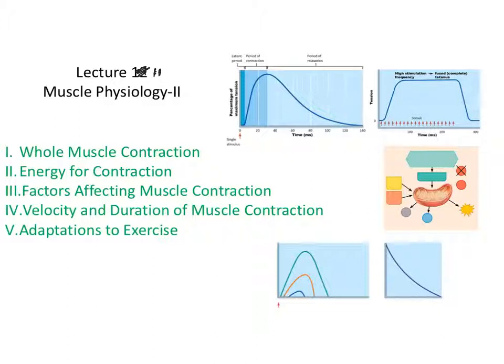In this lecture, we will be covering how whole muscle contraction occurs, where the energy for muscle contraction comes from, some of the ways that you can vary the amount of force generated by muscle contraction, look at how velocity and duration of muscle contraction are impacted by various factors, and also how exercise improves or changes our muscle physiology. And per request, I will put a little star, meaning I am now done with this slide.